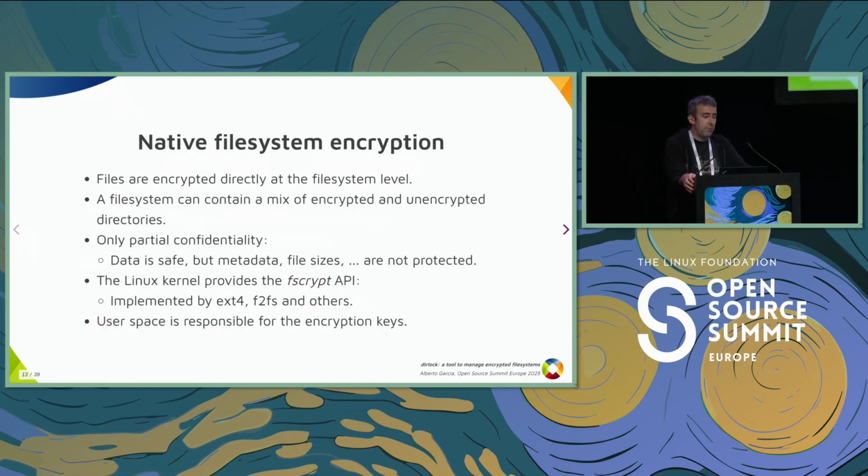And last, the third type of encryption system is native file system encryption. In this case, the files are encrypted directly at the file system level by the kernel. This offers some flexibility because a file system can contain a mix of encrypted and unencrypted directories. So you don't need to pre-allocate space for your encrypted data. You can play with that. You can use all the available space organically and use it for encrypted data and unencrypted data as you need it.